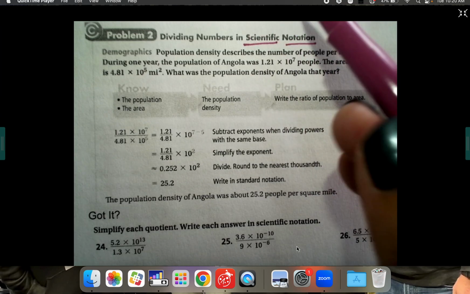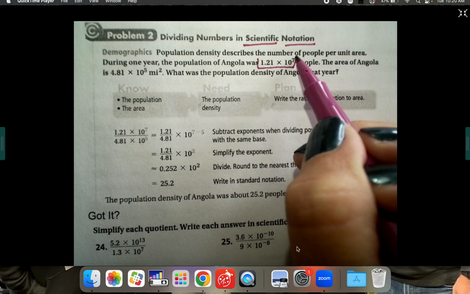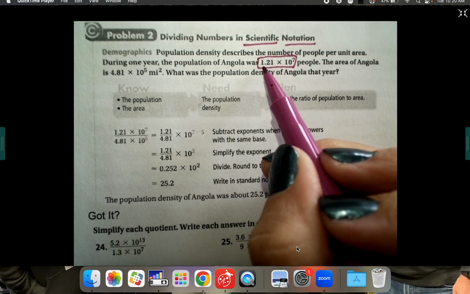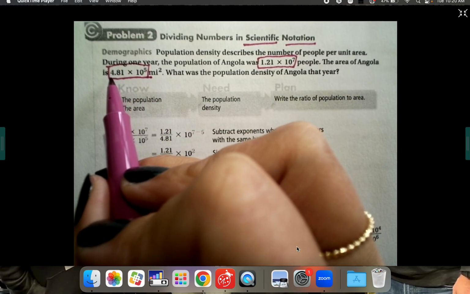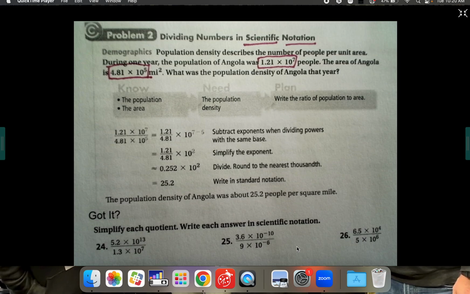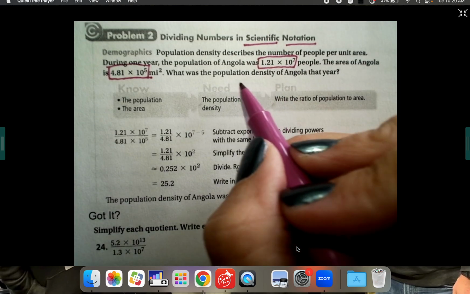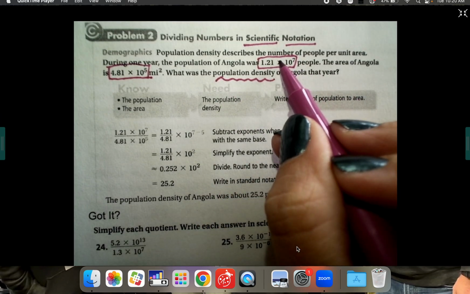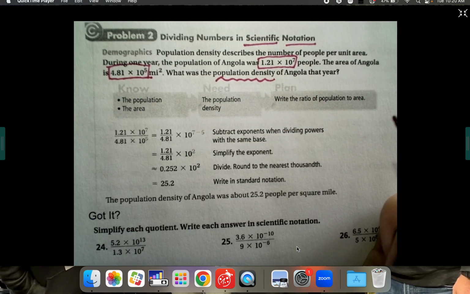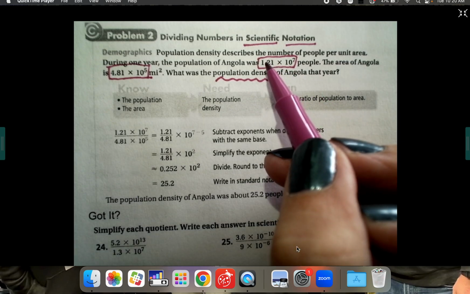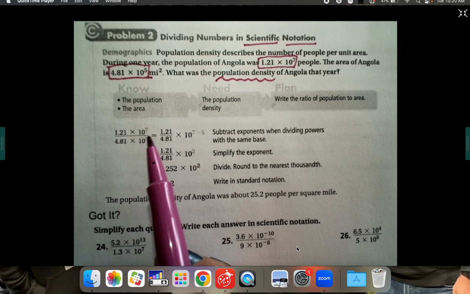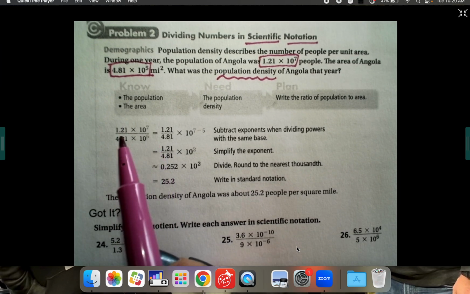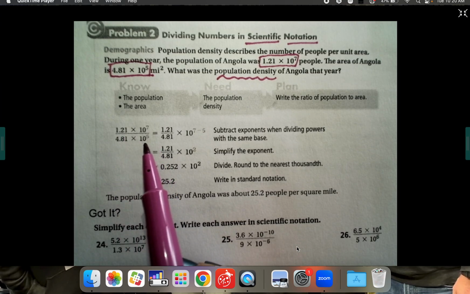So again, one thing I want you to recognize is these are in proper scientific notation because the first number is between 1 and 10. And this one is also in proper scientific notation because the first number is between 1 and 10. If we know that this is going to be a division question, because if you're trying to find population density, you're dividing how many people there are by the space that they're allowed. So population density would be this divided by this. So they have taken that and they've written it out for you as a division problem. So 1.21 times 10 to the 7th divided by 4.81 times 10 to the 5th.